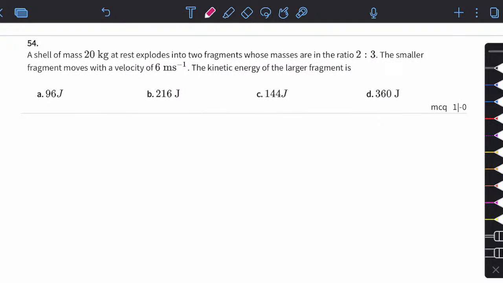You have a shell, total mass was 20 kilograms. It breaks into two fragments whose masses are 2:3. So how do we divide 20 into a ratio 2:3? I divide by 5, so the first is 8, the second one is 12. So 8 kg and 12 kg, in the ratio 2:3. I hope you are okay with ratios because it's simple math.